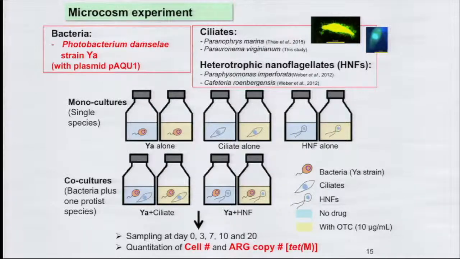We prepared monocultures, which include bacteria only, ciliate only, and HNF only. These are the control groups. And then we prepared the co-culture groups, which contain the bacteria and the ciliate, or the bacteria and HNF. And also we prepared a drug-containing group to see the effect of tetracycline. And then we sampled with a time course, and we did quantitation of cell number and ARG copy number.